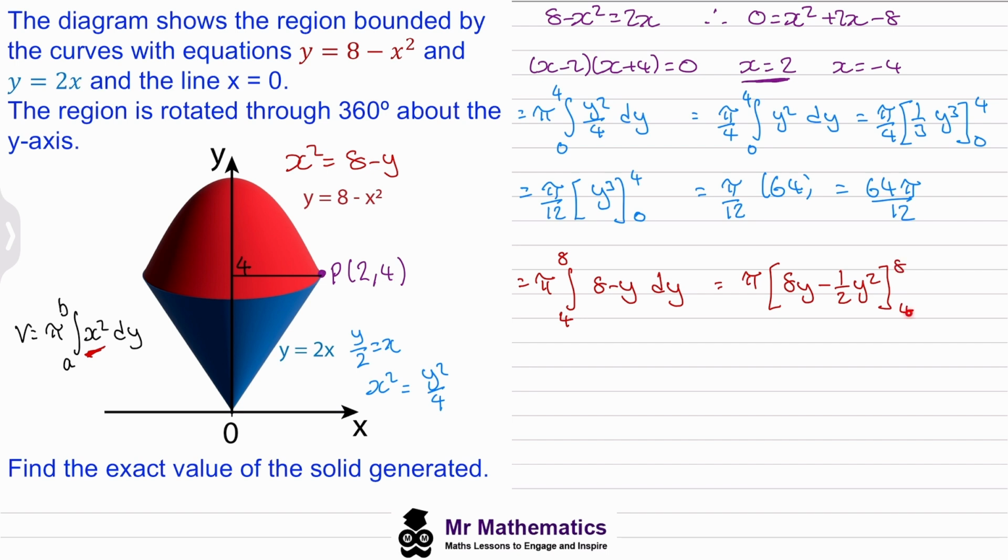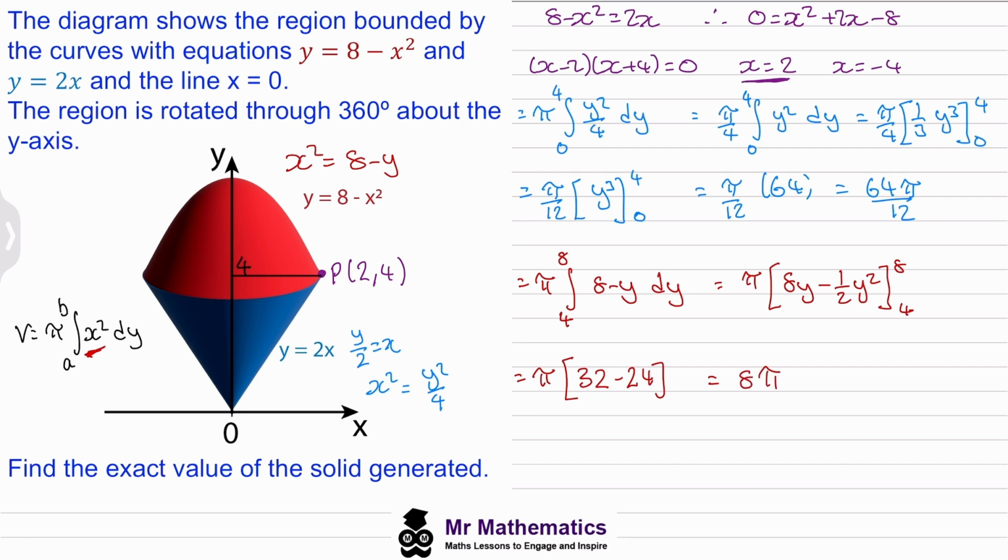Then we'll substitute in each of these limits. So we've got pi, 8 lots of 8 is 64. Then 8 squared is 64, divided by 2 is 32. So 64 minus 32 gives us 32. Substituting in the 4, 8 times 4 is 32. 4 squared is 16, half of that is 8. So 32 minus 8 will give us 24. So the red solid will have a volume of 8 pi.